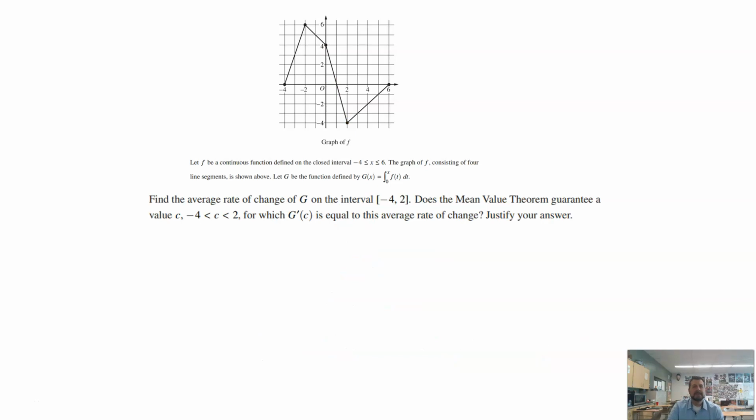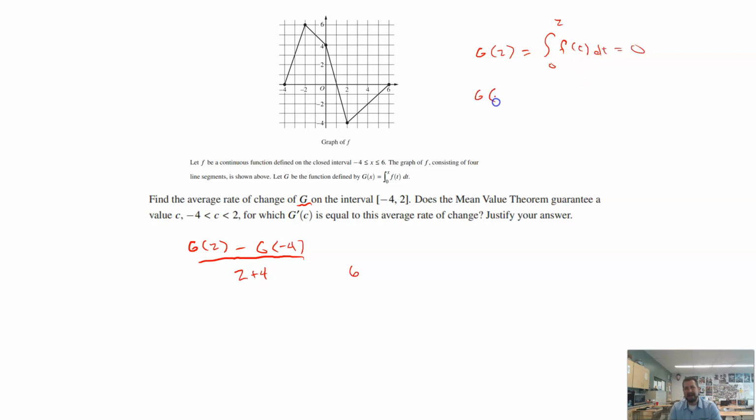Okay? The only hard question I thought on this entire problem is letter D, because it wants the average rate of change on g, which means I'm going to have g of 2 minus g of -4, divided by 2 minus -4, so that's like 2 plus 4, which is going to be 6. The problem is I have to find both g of 2, that's the integral from 0 to 2, which we already know is 0, so that one's actually easy to find.